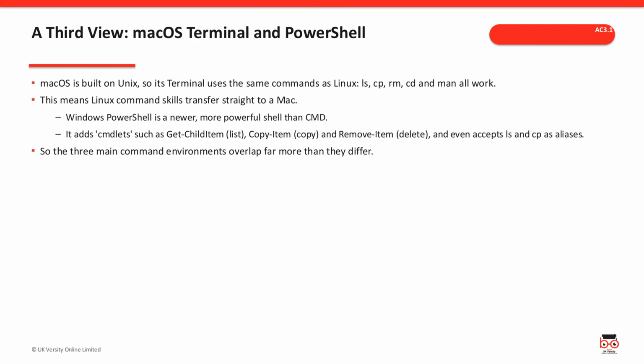Because macOS is built on Unix, its terminal uses exactly the same commands as Linux: ls, cp, rm, cd, and man all work, so any Linux skill transfers straight to a Mac. Windows PowerShell, meanwhile, is a newer and far more capable shell than the old CMD. It brings in cmdlets like Get-ChildItem to list, Copy-Item to copy, and Remove-Item to delete, and it even accepts ls and cp as aliases, so the three main environments actually overlap far more than they differ.